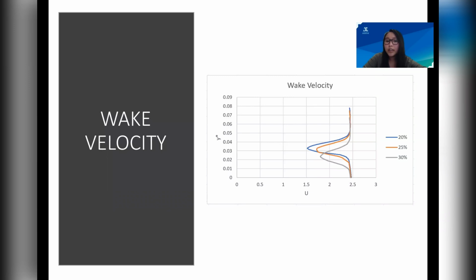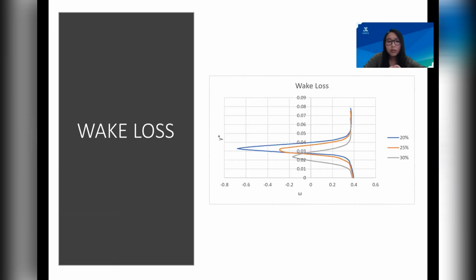The velocity from the wake can be seen in this plot here, where the data collected corresponds to the distance from the trailing edge of the blade, which are 20, 25, and 30% of the chord length. Similarly, the wake loss or the pressure loss can also be plotted to enable a better understanding of the blade's performance.